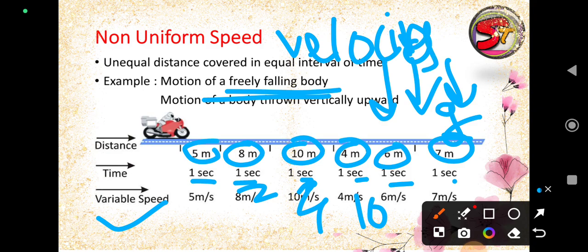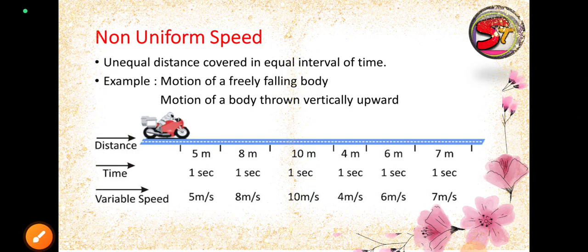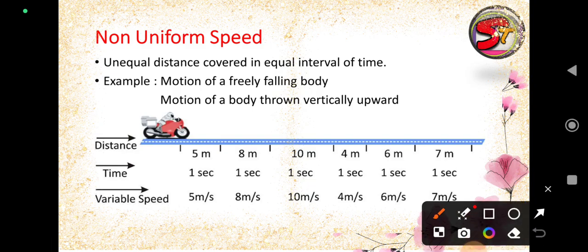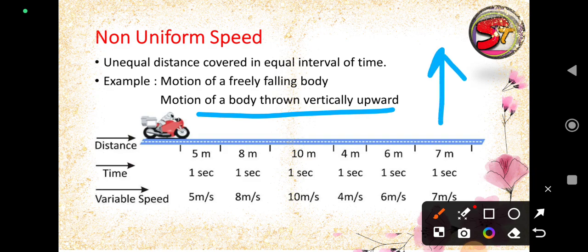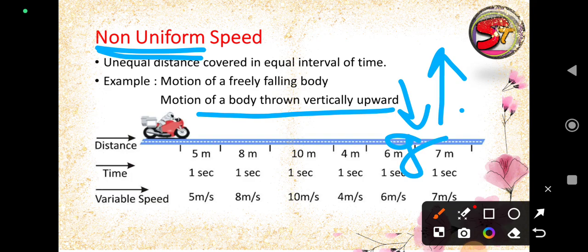In the same case, see here, I have written another example: motion of a body thrown vertically upward. If we have thrown an object vertically upward, the same acceleration due to gravity is working downward continuously. So what will happen? Non-uniform speed will get developed, meaning in every case, the distance covered by the object will be different. Understood? This is all about the non-uniform speed.